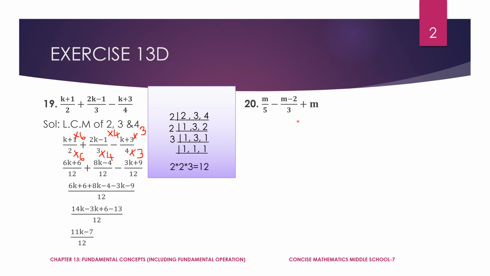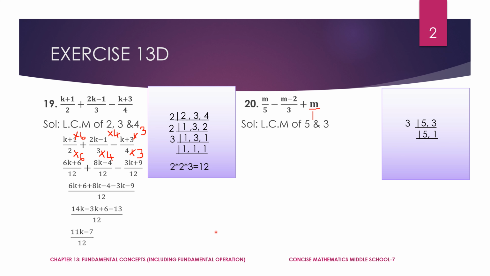m/5 − (m − 2)/3 + (1 + m). Whenever you don't have any number in the denominator, you can consider it as 1. Right? So now take the LCM of 5 as well as 3. When you take the LCM, 3 ones will be 3 and write 5 as it is. 5 ones will be 5. So now multiply 5 into 3, that is 15.